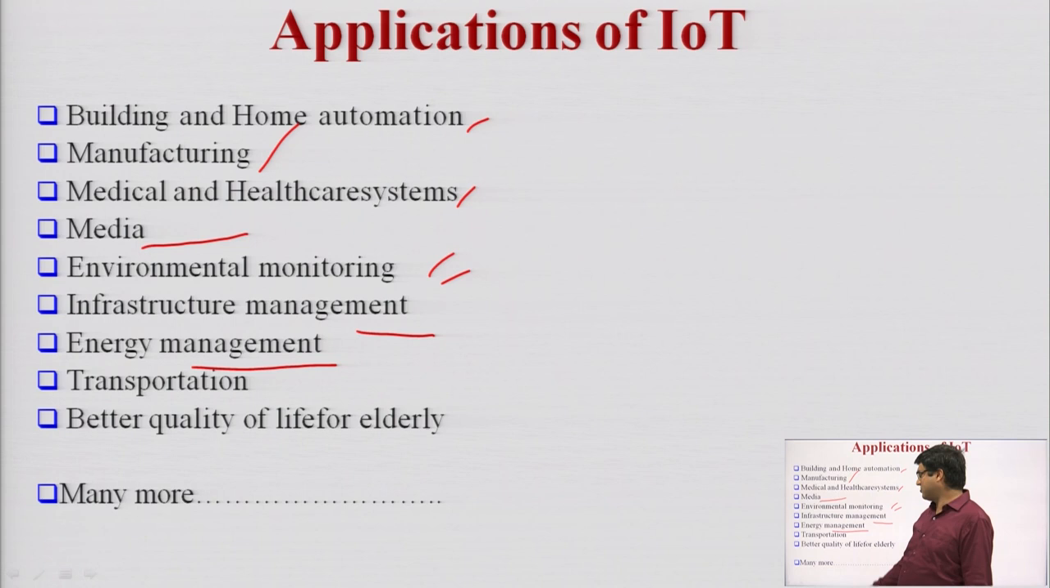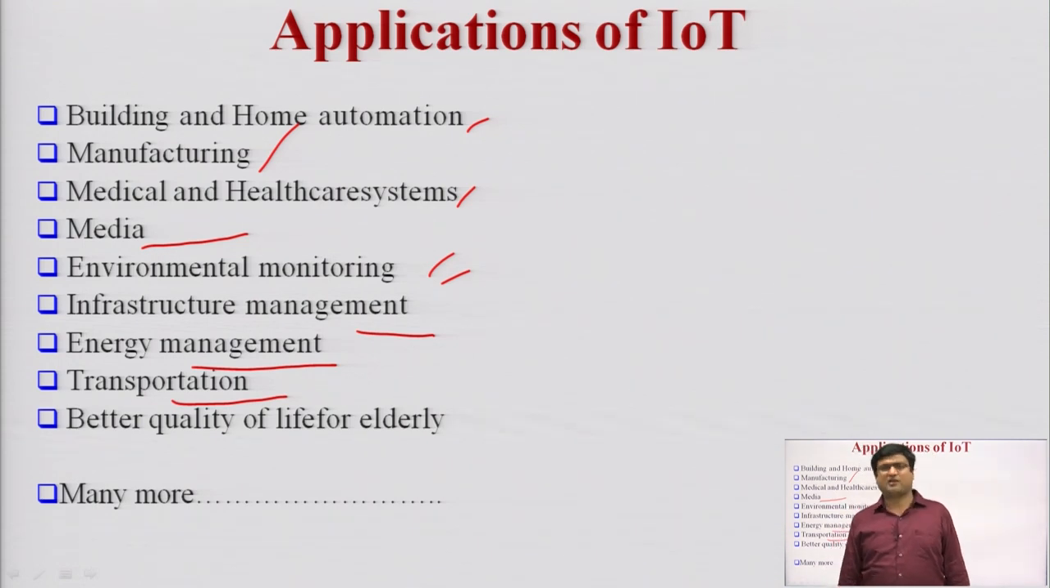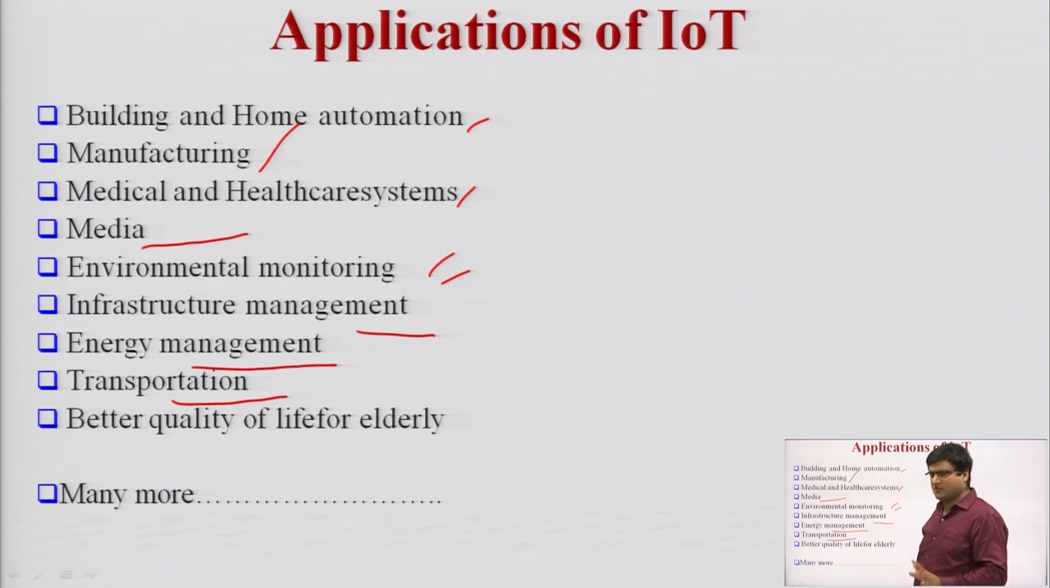In smart transportation, we do not need to count how many vehicles cross a particular site. We can use the concept of IoT in smart transportation to know how many vehicles cross a particular place and how much manpower we need to deploy. All of this comes under the category of smart transportation.